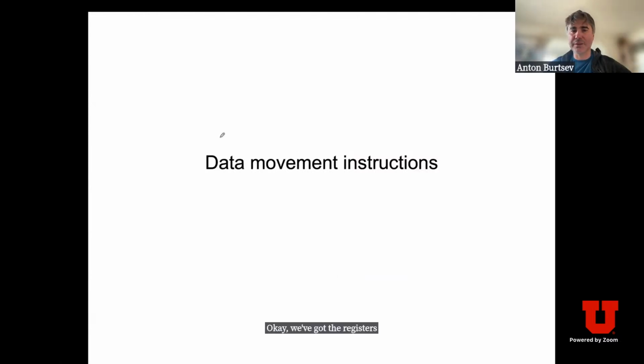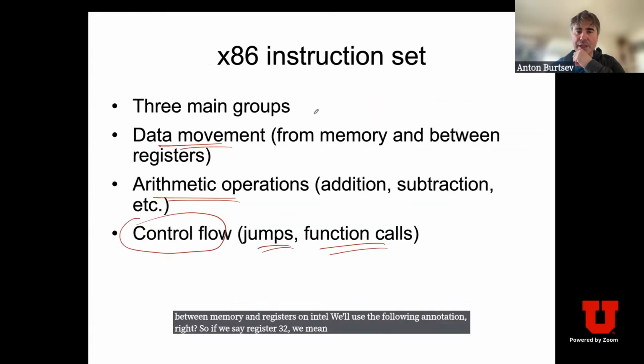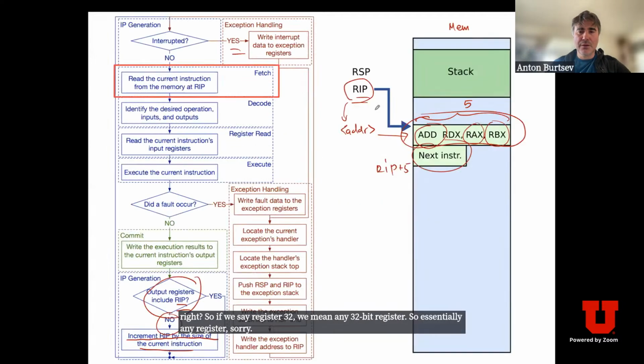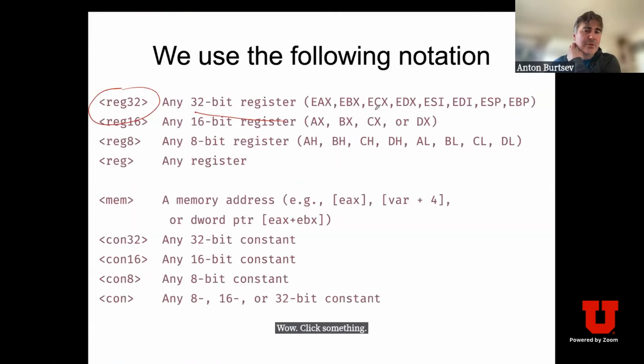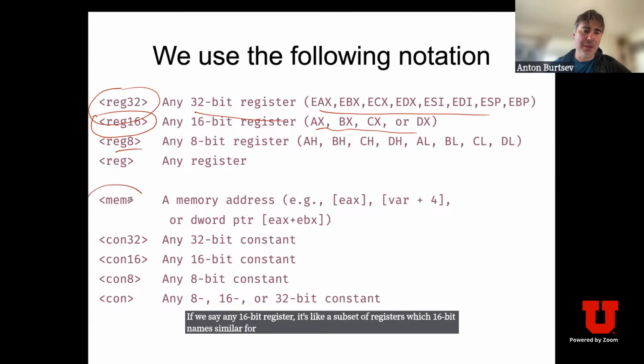The first instructions, the ones which move data between memory and registers on Intel, we'll use the following notation. If we say register 32, we mean any 32-bit register, so essentially any register from this set. If we say any 16-bit register, it's a subset of registers which have 16-bit names, similar for 8-bit registers. If we say memory, it will mean a memory location or memory address. If we say a constant, we mean a constant.